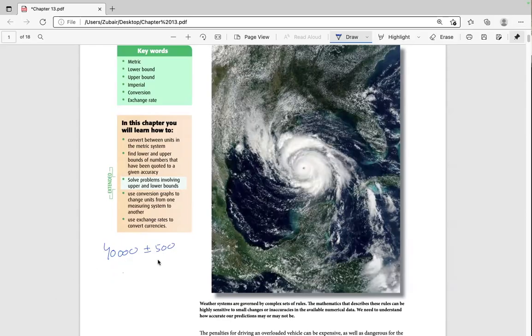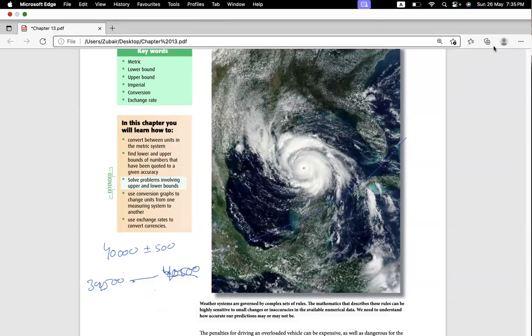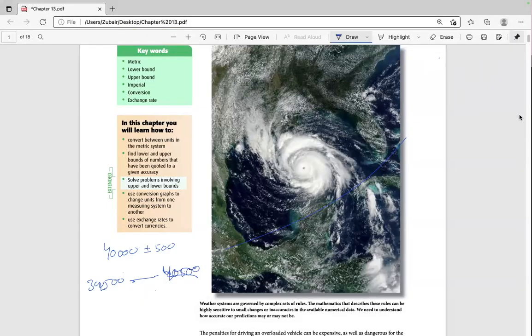So it could have been 41,000. The lower end would be 39,500 and the upper end should be 40,500. Did you say the thousands or the hundreds? Nearest thousand. Oh, so that's why we have to check the hundreds.